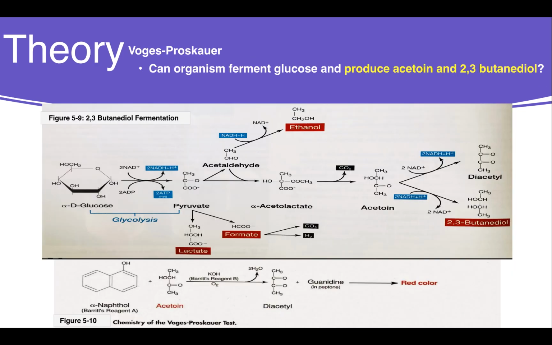Now let's look at the chemistry of the VP test. Remember, this test is trying to determine if the organism can ferment glucose and produce acetoin and 2,3-butanediol.